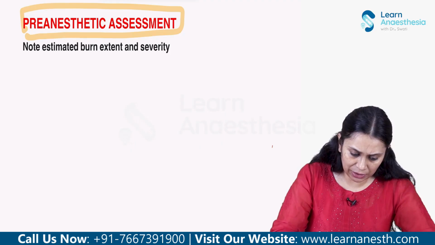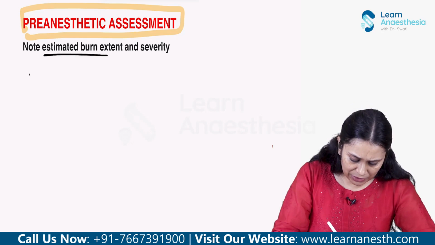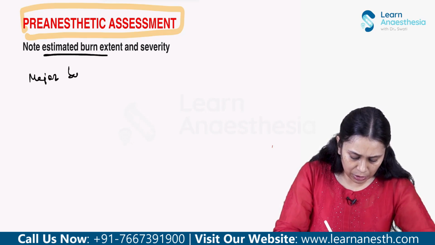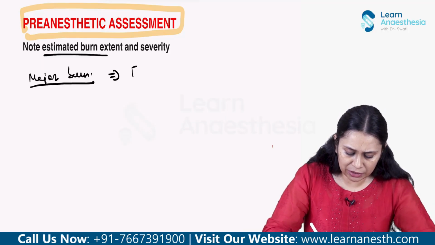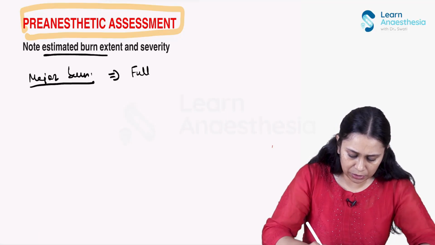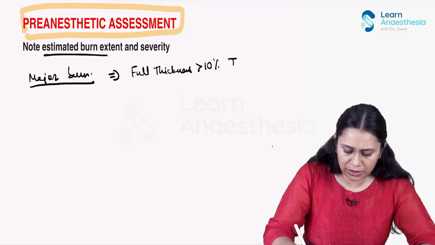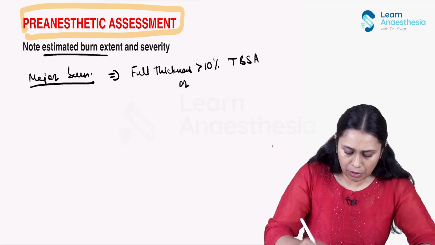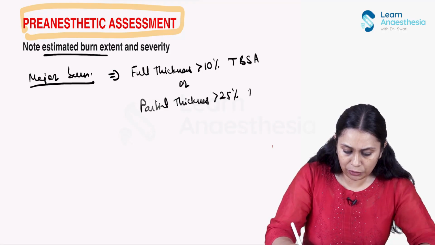What I am trying to say is that we have to estimate the burn area. So how do we define a major burn? Major burn is defined as full thickness burn of more than 10% of total body surface area, or partial thickness burn of more than 25% of total body surface area. This is defined as major burn.